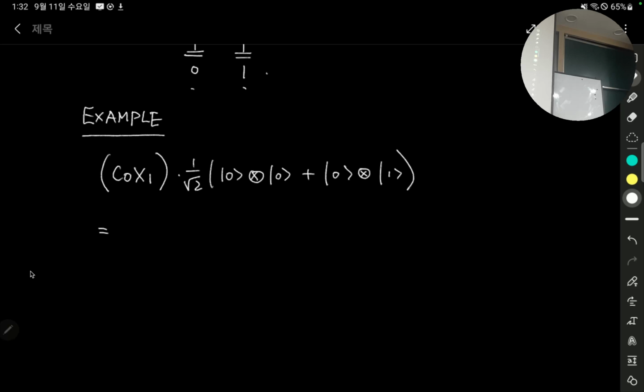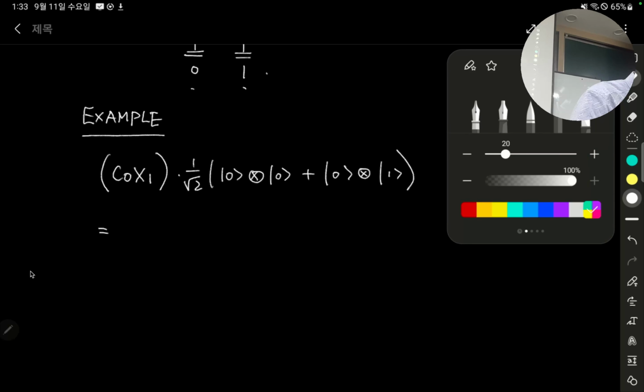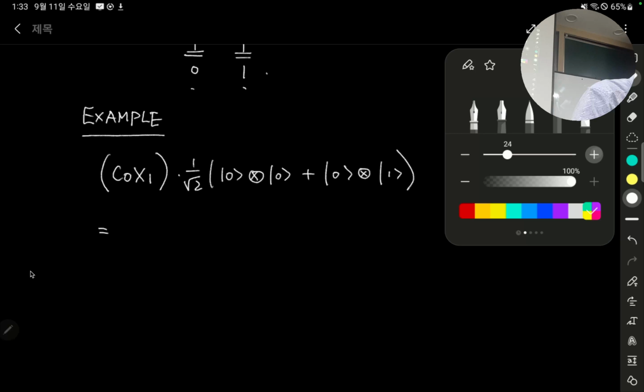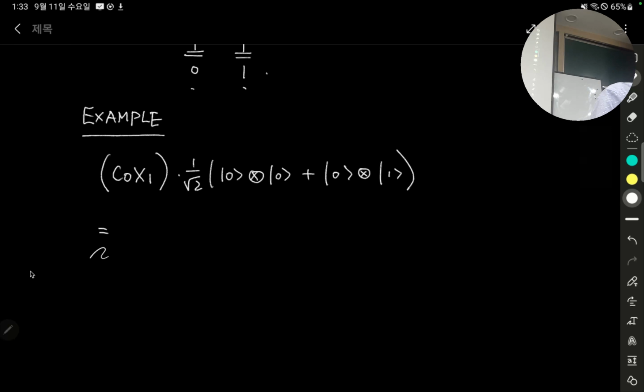You want a little bit thicker? Is it too dim? I think it's not about color, I think it's about thickness, maybe. That looks better.